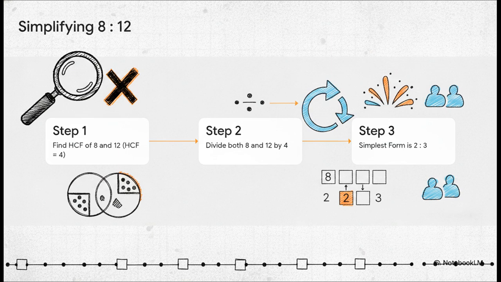Let's take the ratio 8 to 12. Step 1, find the highest common factor, or HCF. Basically, what's the biggest number that divides perfectly into both 8 and 12? That's going to be 4. Step 2, just divide both sides by that 4. 8 divided by 4 is 2. 12 divided by 4 is 3. And step 3, boom, there's your simplest form. 2 colon 3, or 2 is to 3. Finding that HCF really is your secret weapon here.